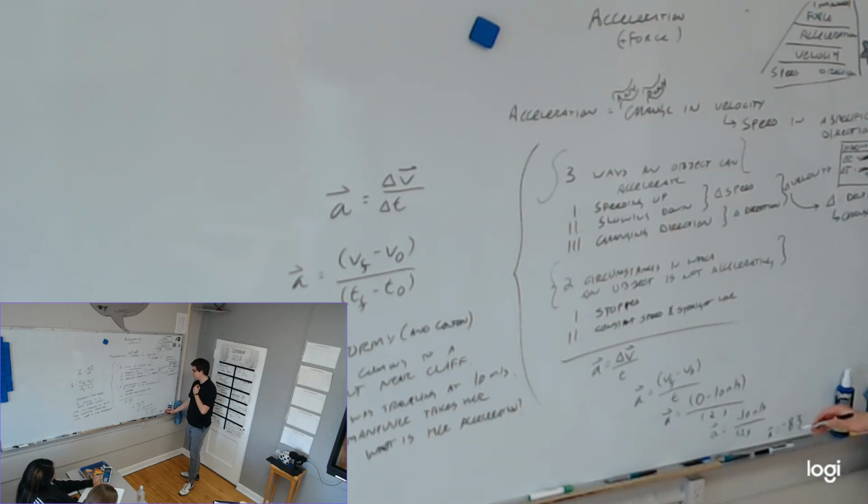Wait, but look. Is it meters per second? No, it's not meters. It's meters per second, which we sometimes write as meters per second squared. What that means is every second that goes by, her velocity is reducing, because it's negative, by 8.3 meters per second.